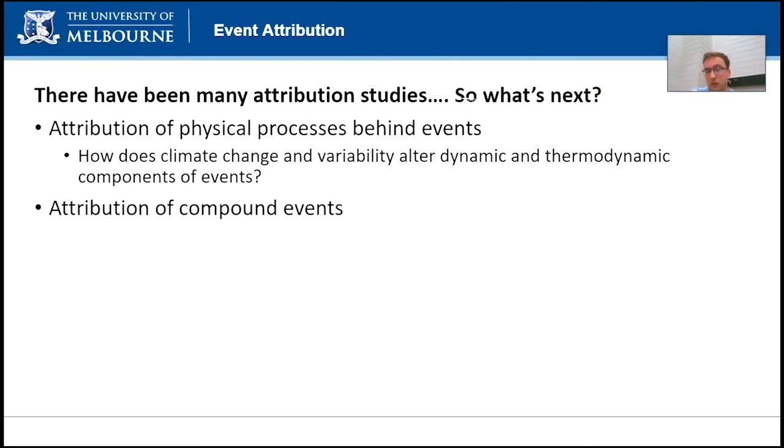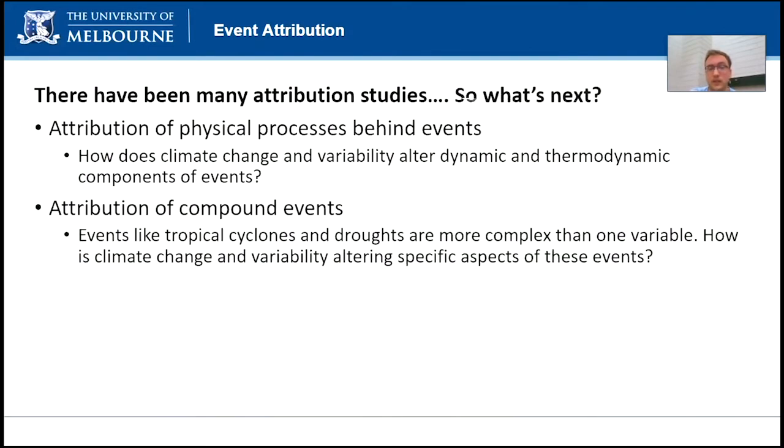Also, there's probably going to be a shift towards performing these studies for compound extreme events. Many of you might have seen the Nature Climate Change perspective on compound extremes that Andy Pittman was an author on recently. This is going to be more of a focus in general for climate science in the next few years, in terms of attribution and for events which are related to more than just one variable.